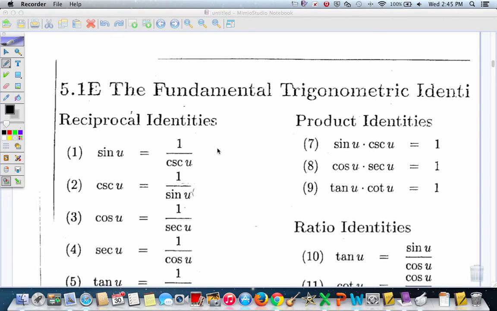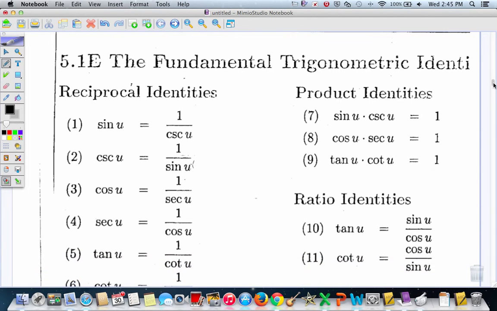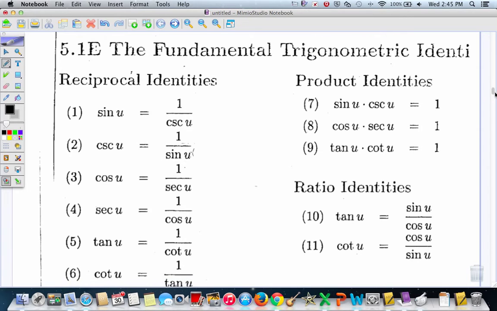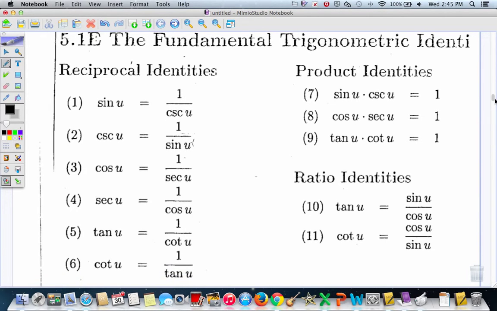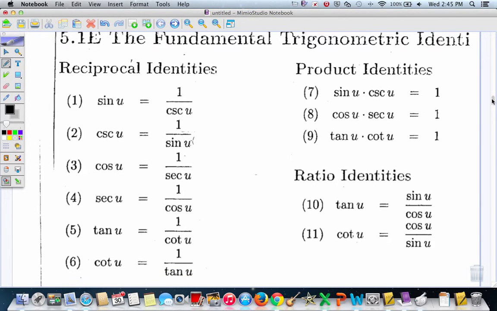Here to start chapter 5, we're going to start looking at trig identities. And on this page, you'll have the fundamental trig identities that you're basically going to be asked to know and memorize. I hate to use the word memorize, but you do need to know these inside out. Some of them we have experience with, others will be new.